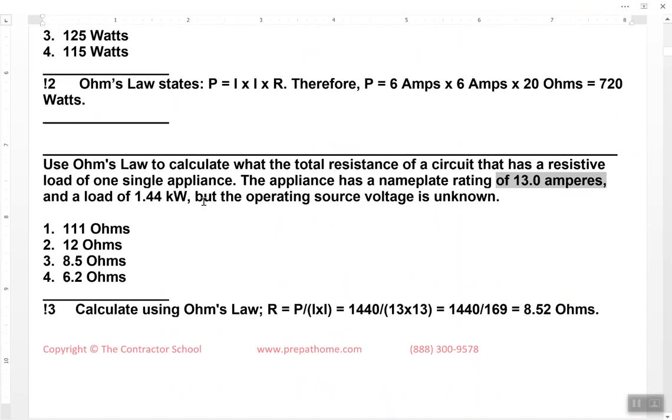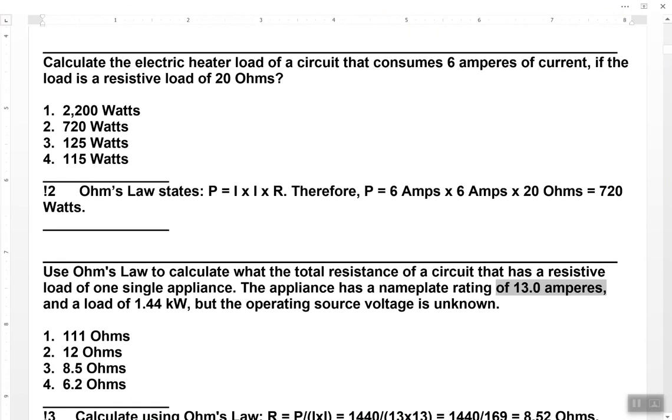Let's see, where did it go? This one. Let's go ahead and do this one here. Calculate the electric heater load. Okay. We can draw this in there, right? It's always best to draw the circuit.